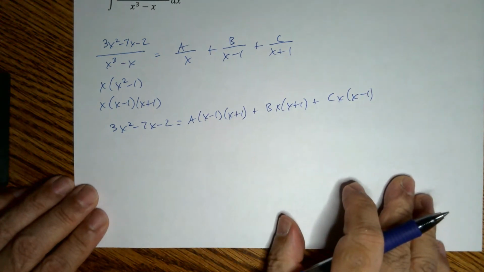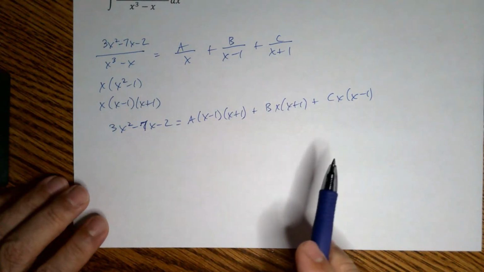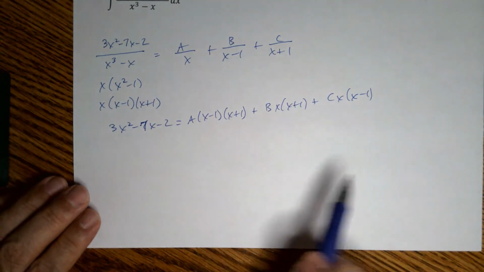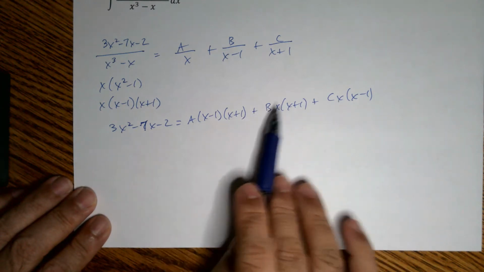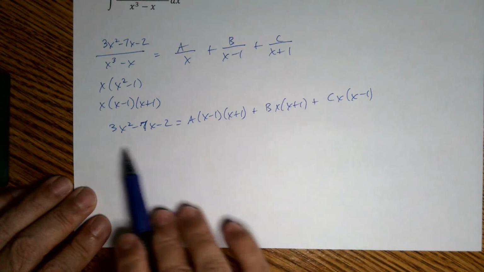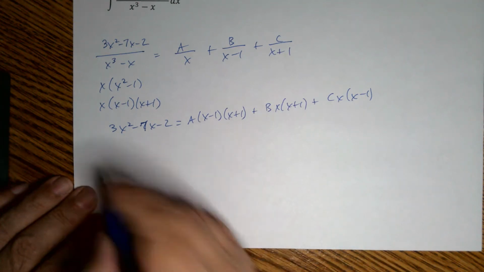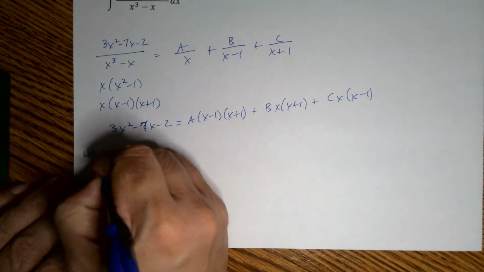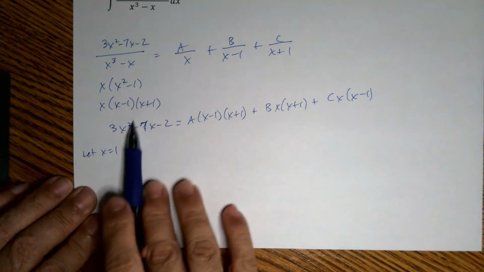Let me rewrite this, making sure I remember that's a 7. Now you're going to choose values for x so that it wipes out one letter at a time, A, B, or C. You want to get rid of those. So in this example, I'm going to let x equal 1. Remember you have to plug into the left-hand side too.